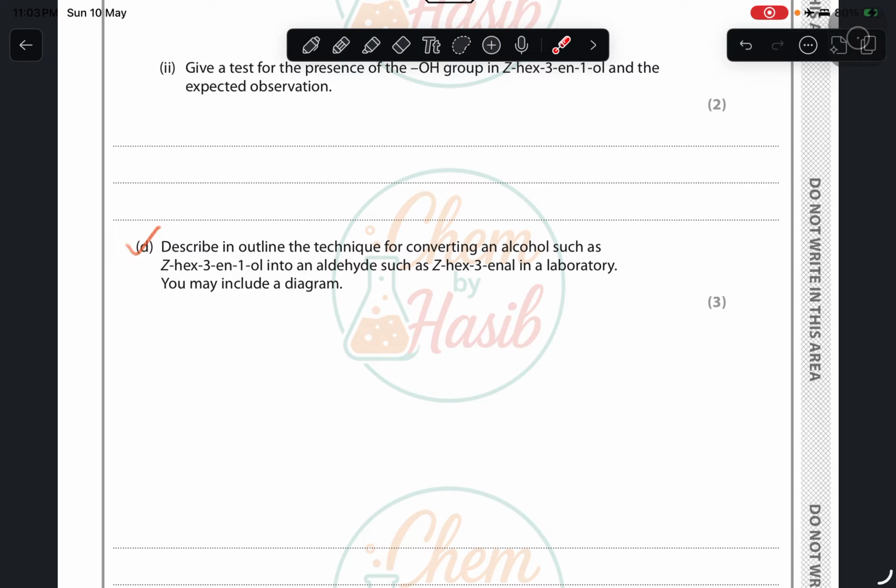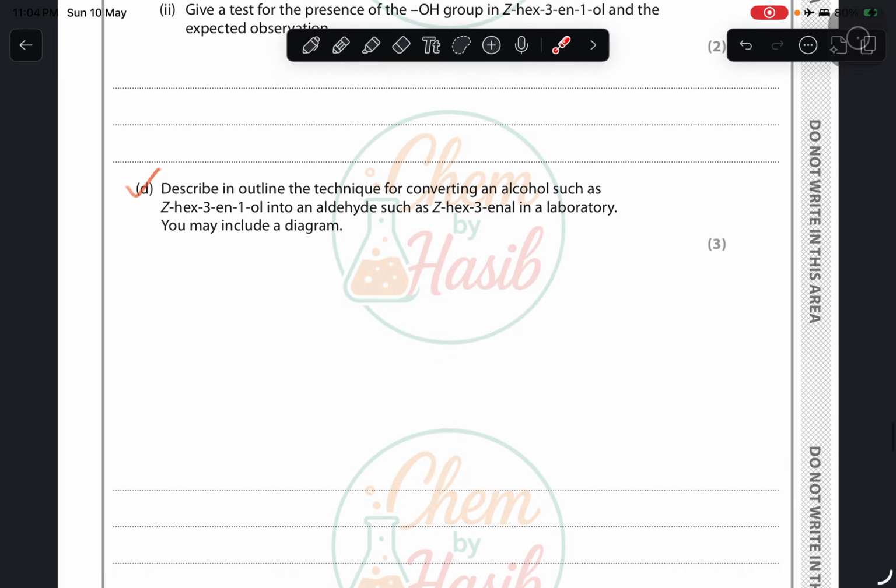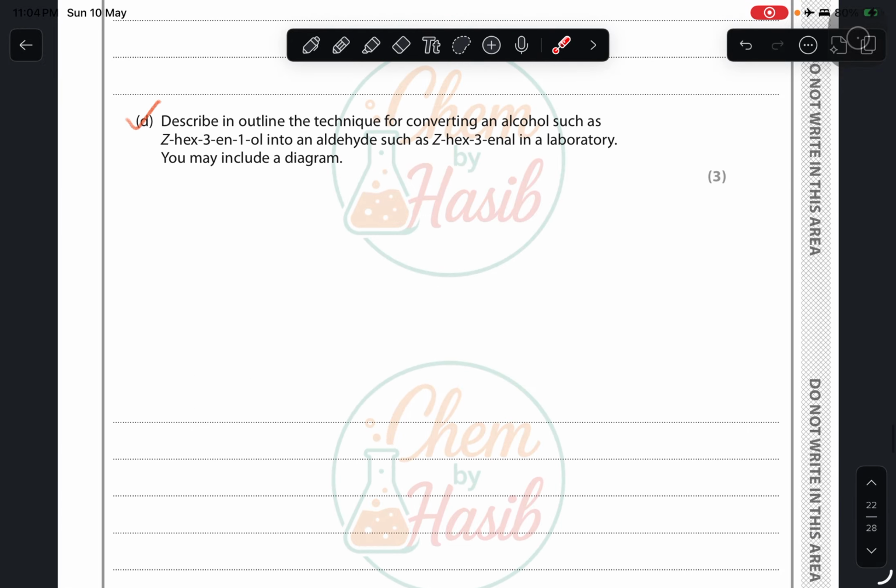You should write that the alcohol is heated with dilute sulfuric acid and potassium dichromate(VI), and the product mixture is distilled as soon as it forms, to prevent the aldehyde undergoing further oxidation. And you can also draw a diagram for simple distillation, that is also okay.